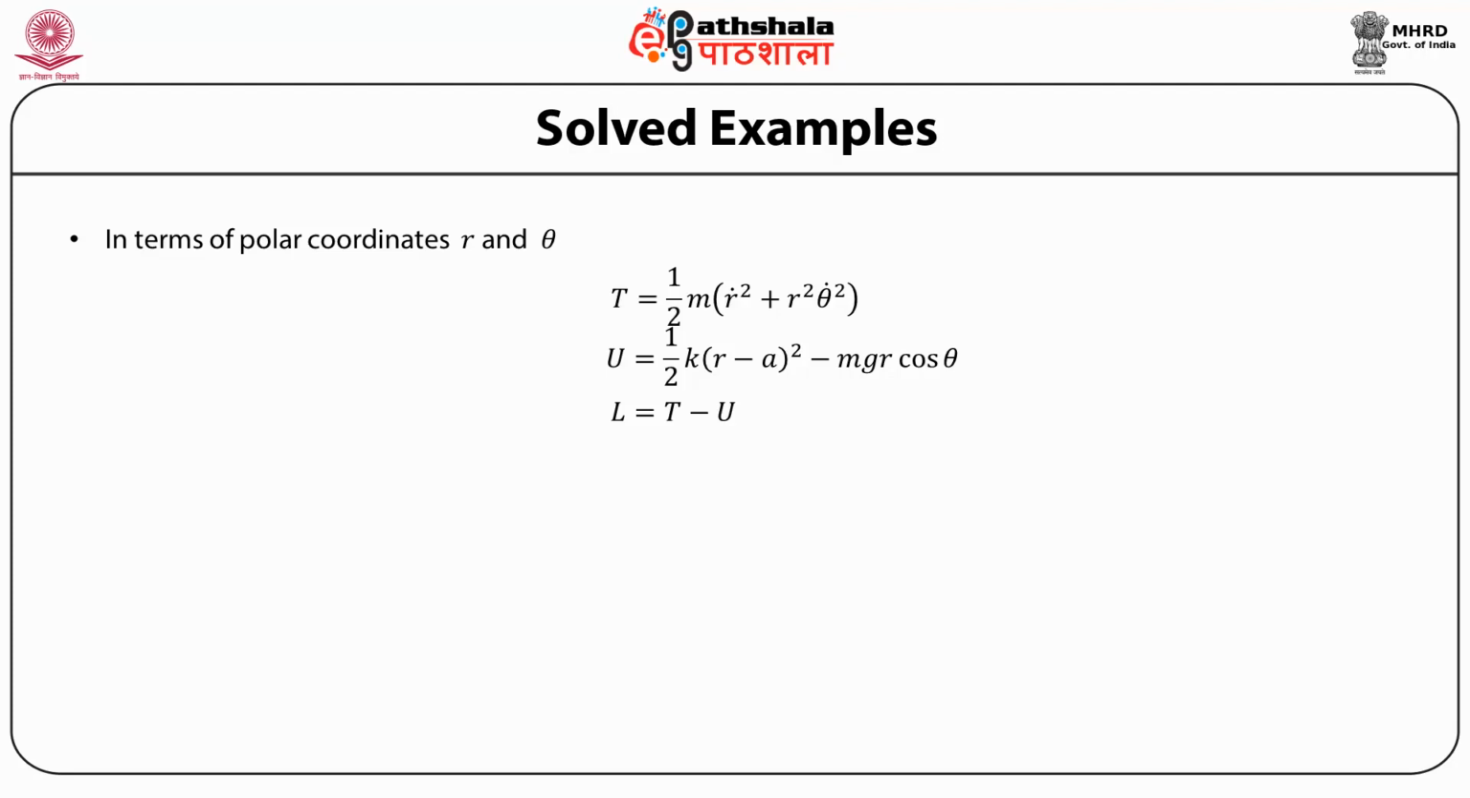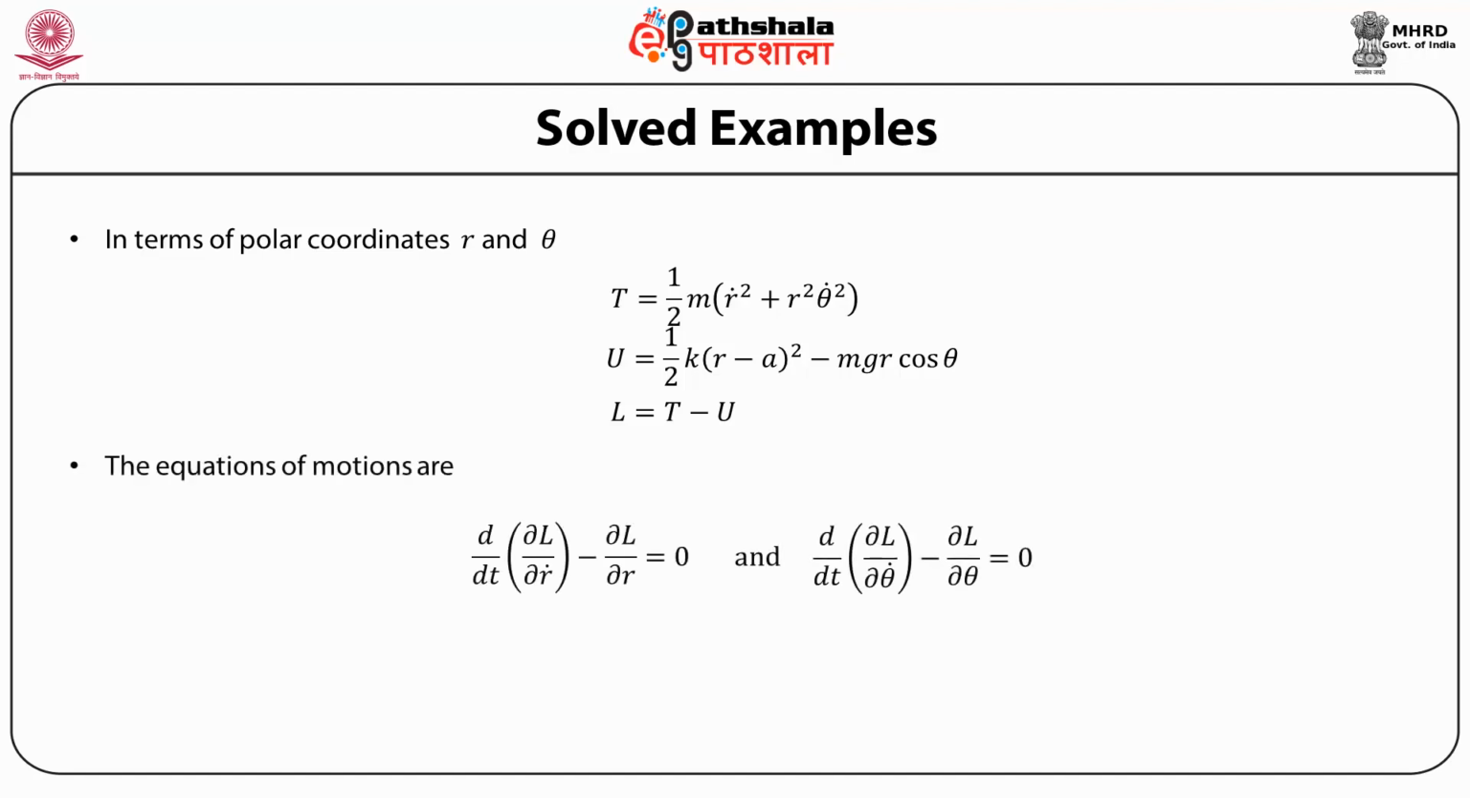Therefore, the Lagrangian L is given as the difference between the kinetic energy and the potential energy, and the equations of motion are obtained from the Lagrange equations of motion, one for each degree of freedom. So, I have two equations, in r and theta. The equation in r is given by d/dt of dL/dr dot minus dL/dr equal to 0, and for the coordinate theta it is d/dt of dL/d theta dot minus dL/d theta equal to 0.